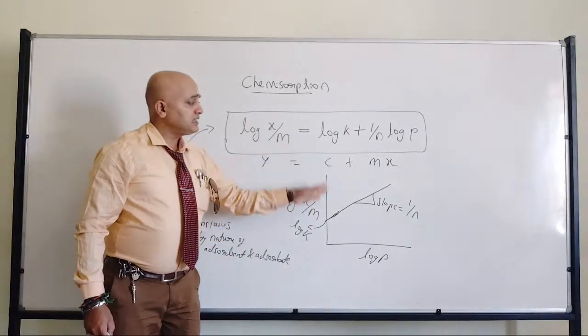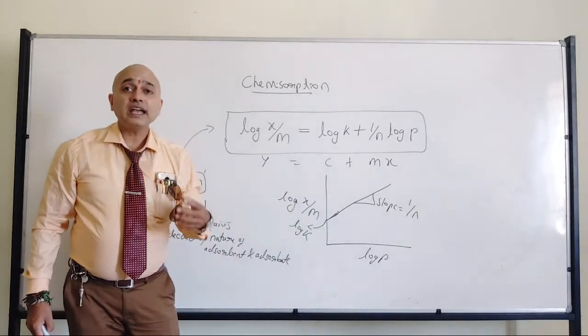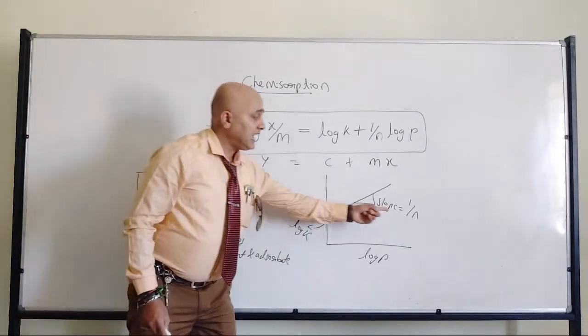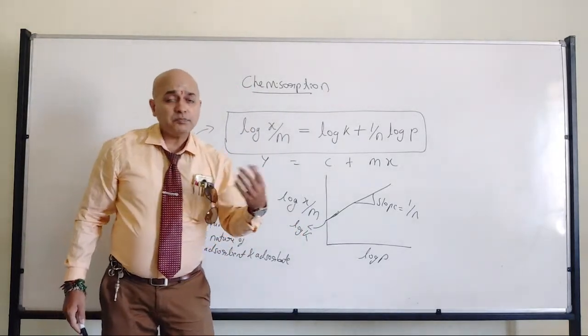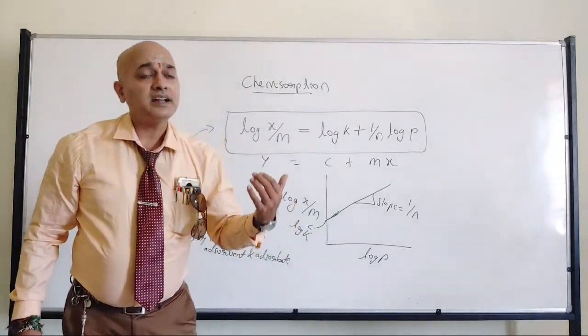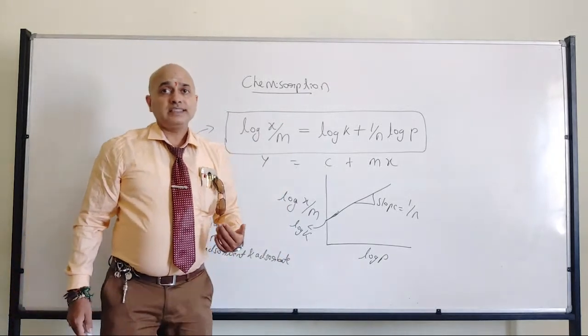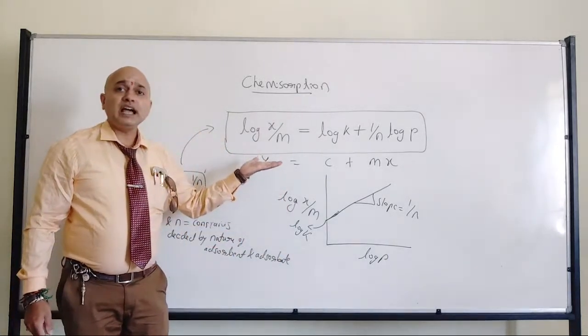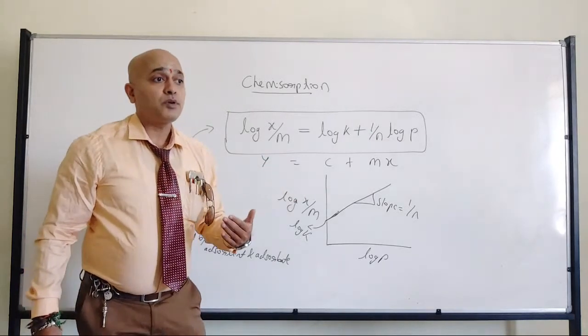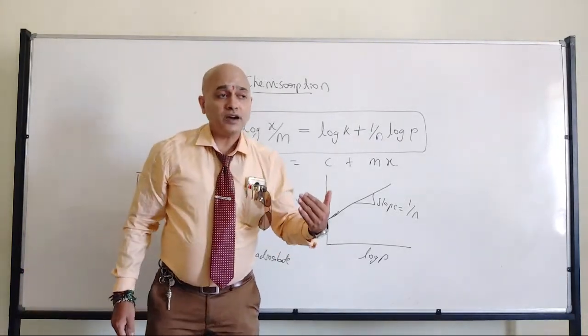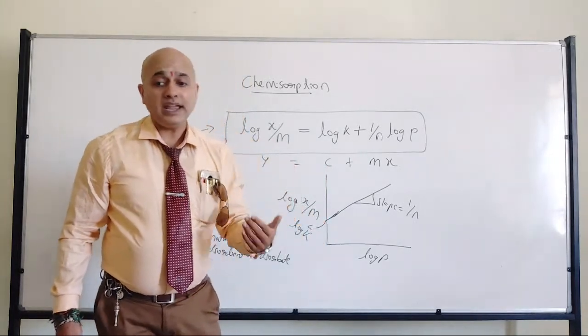So based on this particular graph, now we can find out what is the n value and what is the k value for that particular adsorbate and adsorbent. That's where this graph will have the application. What is that application? It talks about the nature of adsorbent and adsorbate.